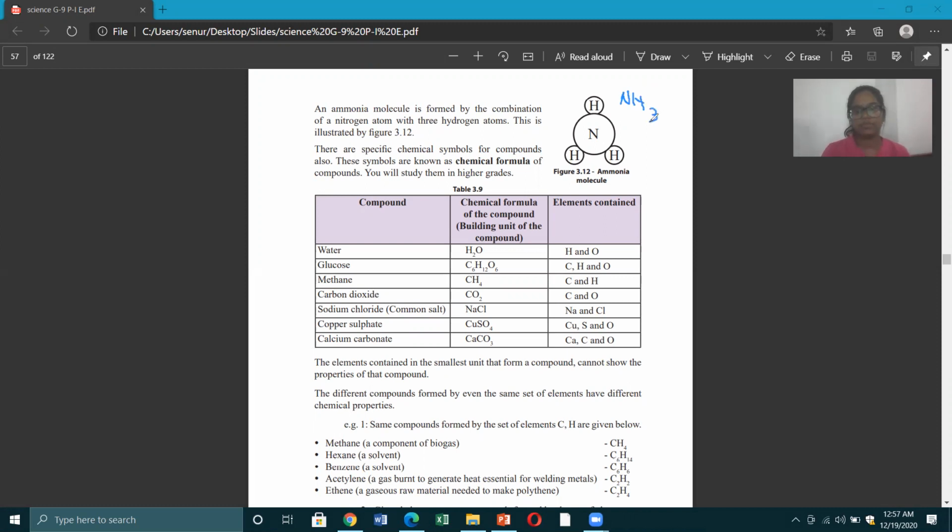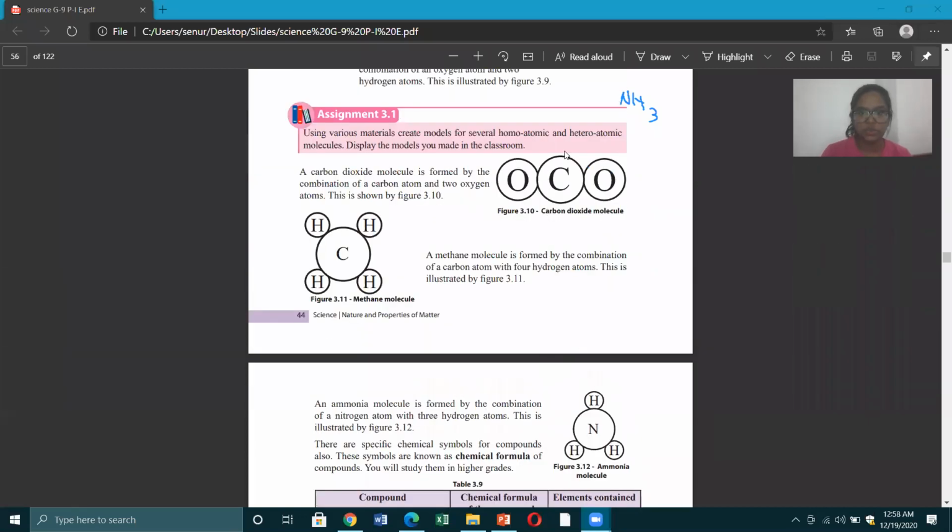NH3. This is how you write NH3. Okay. And let's see, I can go. Okay, so this is CH4. How do you write CH4?